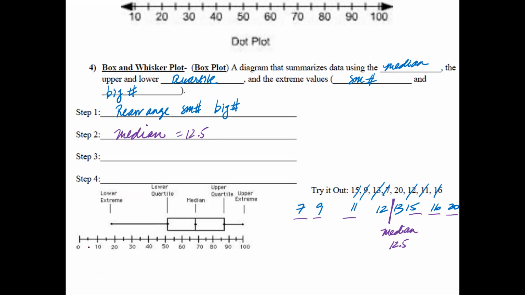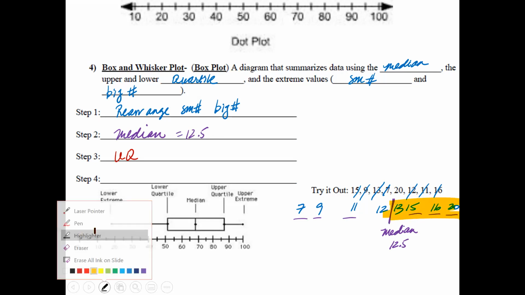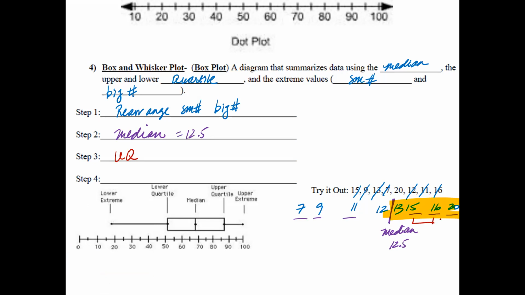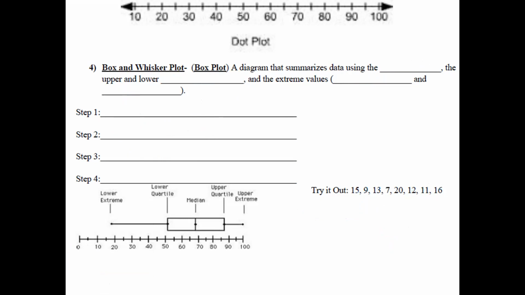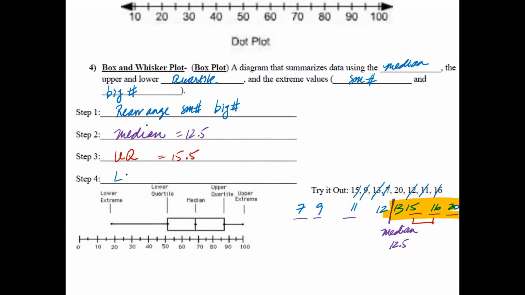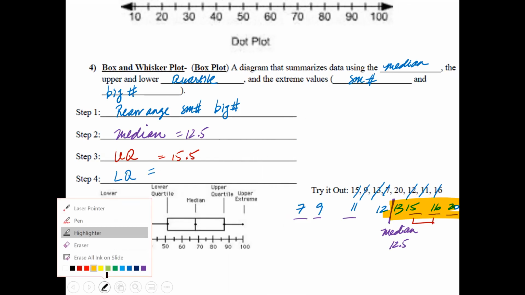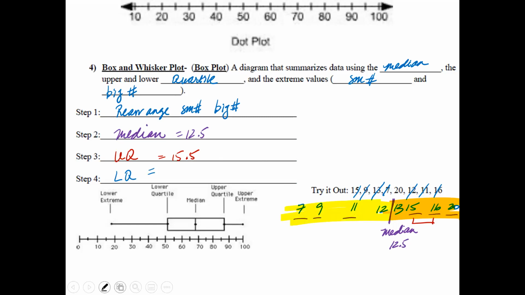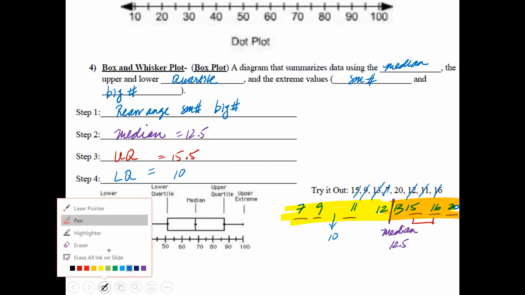Next, you're going to find the upper quartile, which is the middle number of the upper side, on the right side. So what's the middle number between 15 and 16? I think we said it was 15.5. What is the lower quartile of the lower side, left side, which is highlighted right here in yellow? I think we made that determination that it was going to be 10. So now that you have this, let's go ahead and graph it.